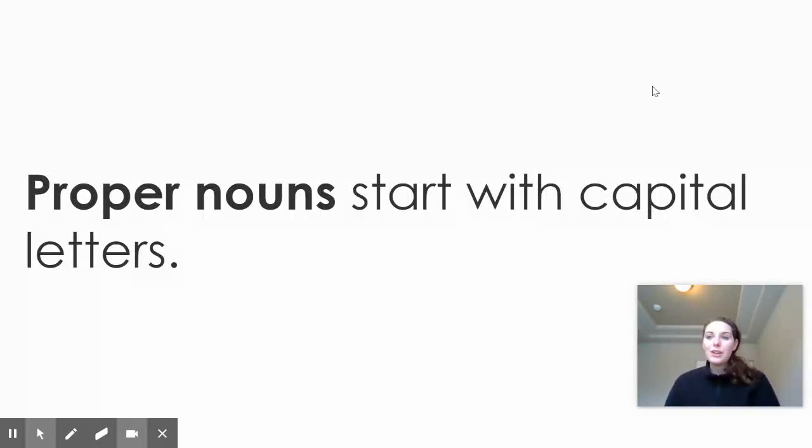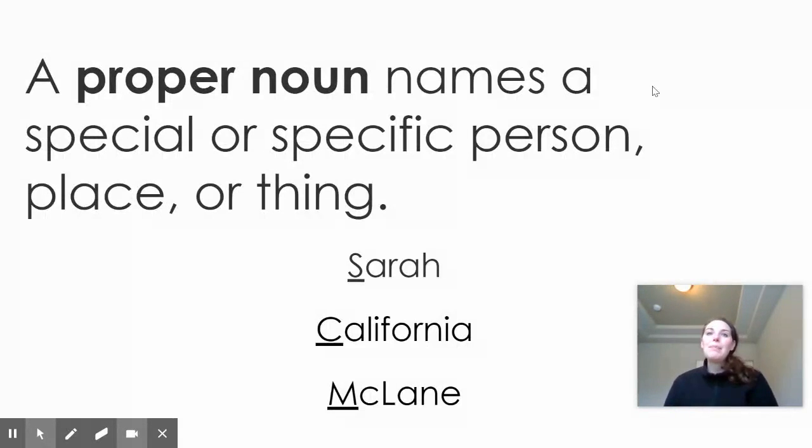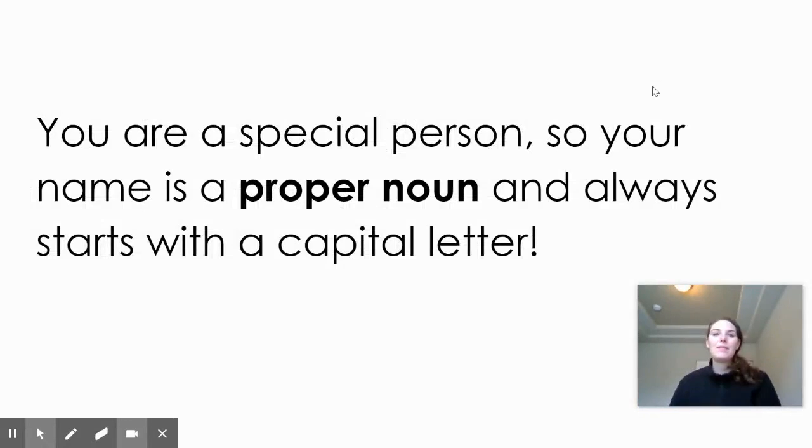Proper nouns always start with a capital letter. A proper noun names a specific person, place, or thing. So you can see that those 3 words I showed as examples, Sarah, California, and McLean, all start with a capital letter to show that they are proper nouns. You are a special person, so your name is a proper noun and always starts with a capital letter. You already knew that, though, second graders, didn't you? That your name always starts with a capital.